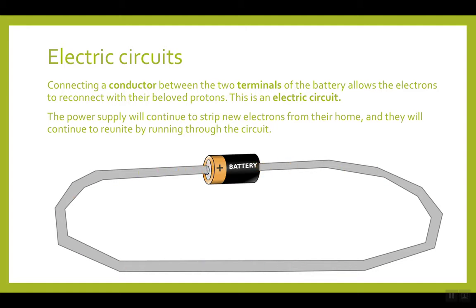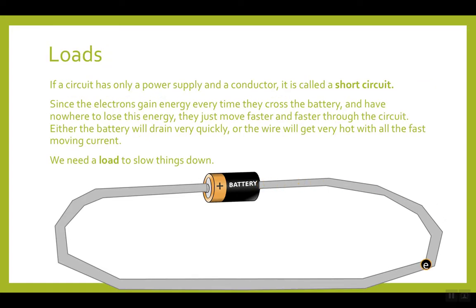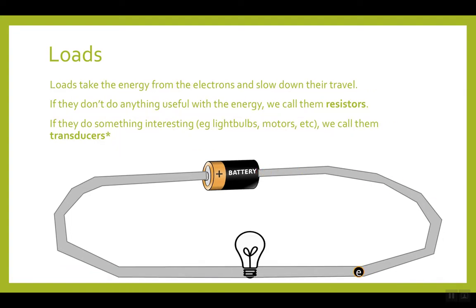Right, and the power supply is going to keep on taking electrons away from their atoms, and they're going to continue to whiz around and get back by going through the circuit. If we've only got this, it's a short circuit. Okay, they're going to start going faster and faster and faster. We're going to get a really hot wire. We need a load. We need something that's going to use that energy to slow the electrons down.